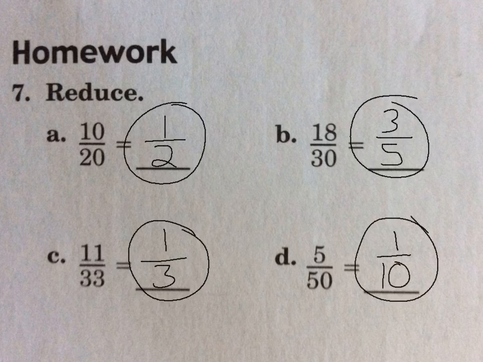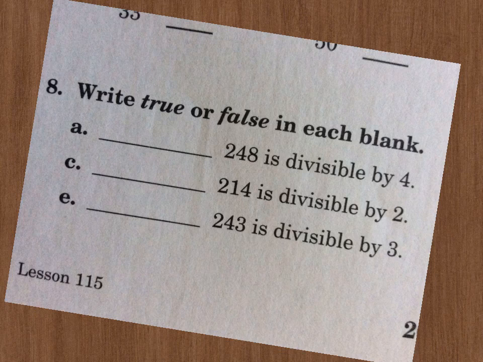Okay, let's have a little fun together for number 8. We're writing true or false in each blank, and don't ask if you can just write T or F. It won't kill you to write 4 or 5 more letters. We're using our divisibility rules. We've learned those before. And it's asking us to write true or false for each of these.